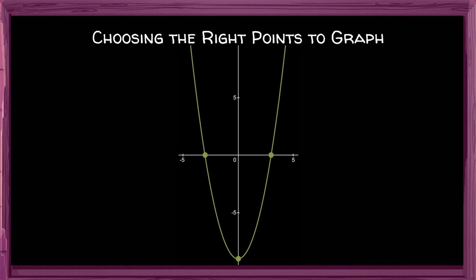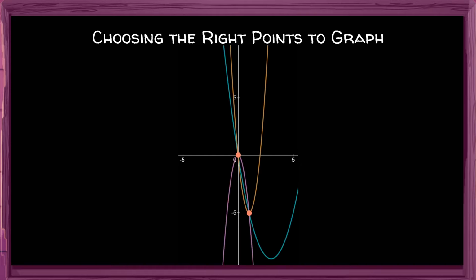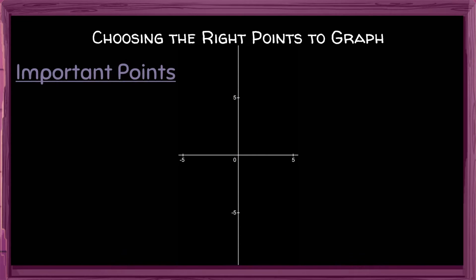The only catch is that we can't use any old points on our parabola. We need to start with the most important points. At least 3 of them, or else we might not have enough information to draw our parabola correctly. So no matter what quadratic equation we have to graph, what are the important points we want to start with?